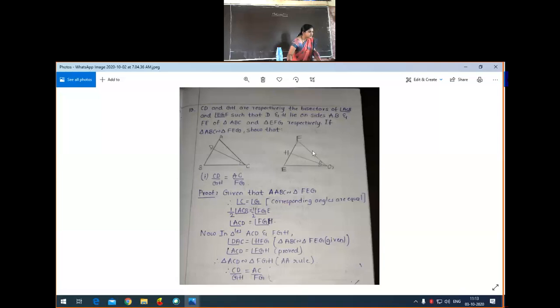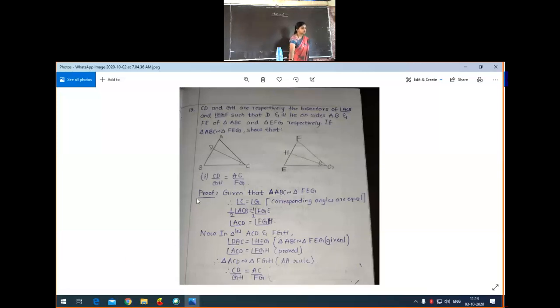Now, in these two triangles, two angles are equal, so by AA criteria triangle ACD is similar to triangle FGH. From that we can write: if two triangles are similar, the sides are in proportion, that is CD divided by GH is equal to AC divided by FG. Got the clear picture of the first proof? This part is over.